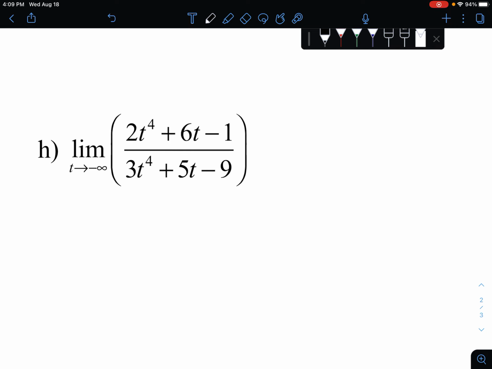All right, moving on. My horizontal asymptote here, if you remember from pre-cal and algebra 2, the highest exponent is t to the 4th. So I really only care about the coefficients there. So this is going to tend towards 2/3. And that would be it. That's all the work I'm going to write.